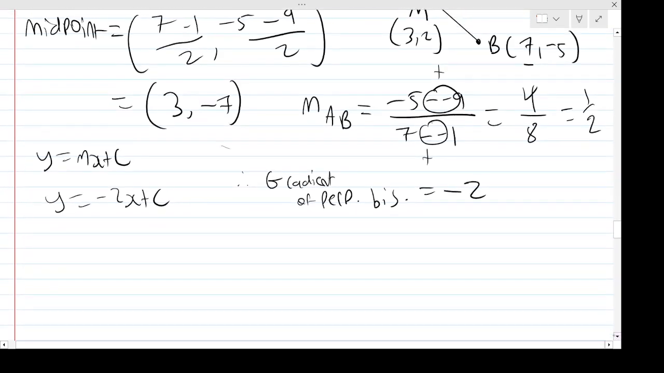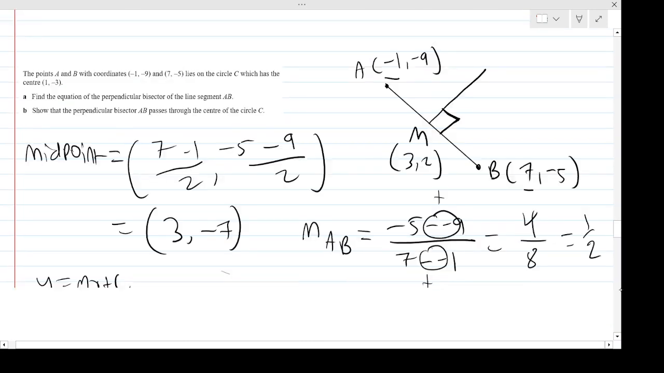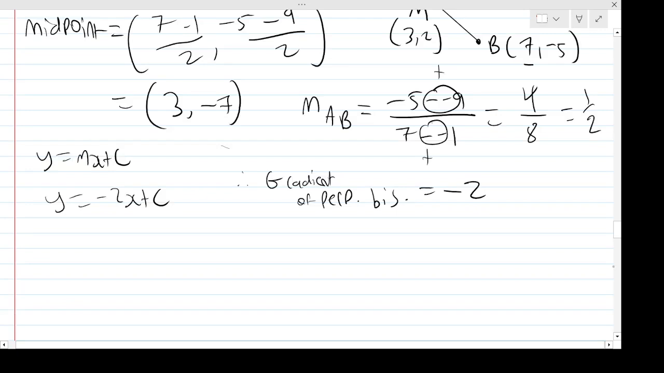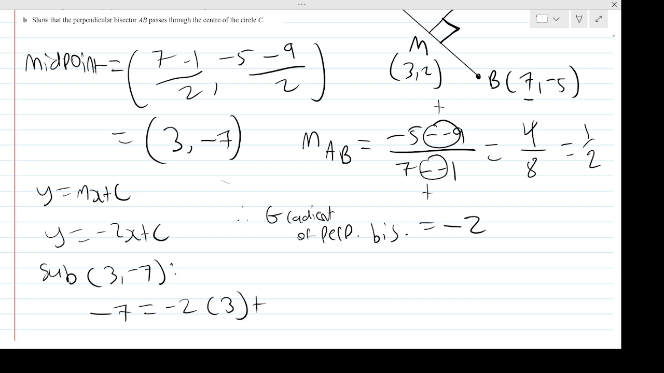Okay, but then we just need to find c, but we need a point, and we know what a point is. That's the midpoint that we've just worked out, right? That I had to correct, but we've just worked it out correctly now, which is here, right? So that means we can sub that point in, 3, -7, into this equation. Therefore, y would be -7. So then we go to -2, lots of x, which is 3, plus c.